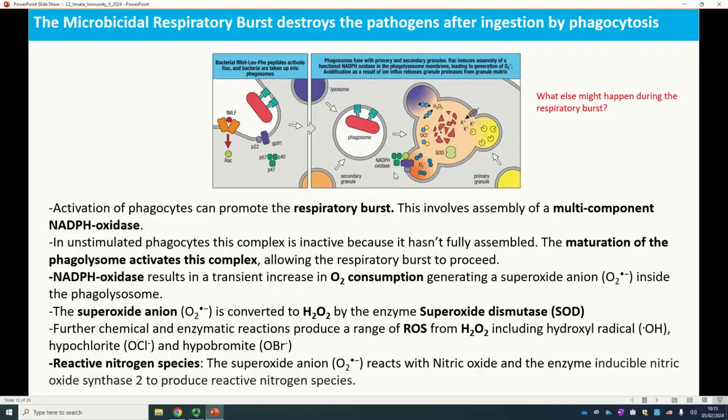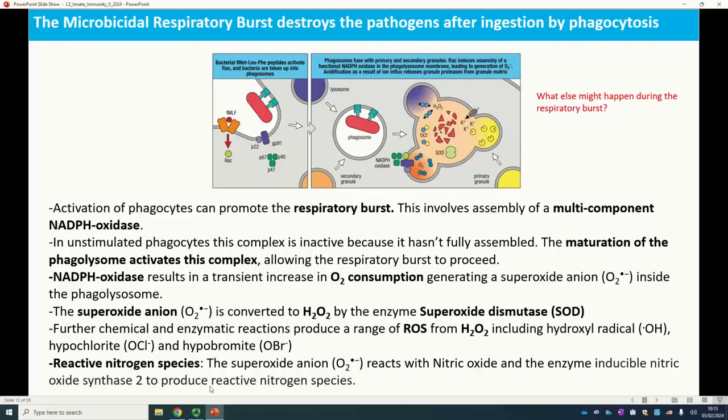Once we get maturation of the phagolysosome, we'll get activation of this NADPH oxidase complex, and we'll get an increase in oxygen consumption. So we'll get production of the superoxide anion. This will then be converted to hydrogen peroxide by this enzyme here, SOD, superoxide dismutase. And then we'll get a whole range of reactive oxygen species derived from this hydrogen peroxide.